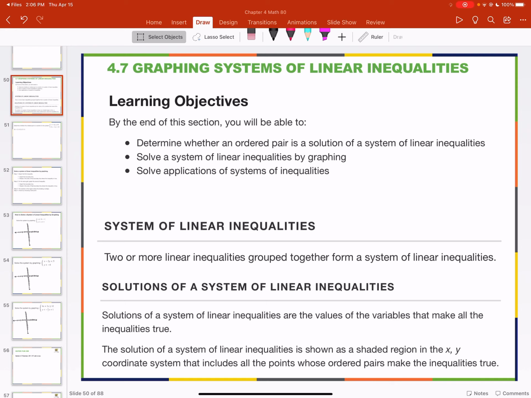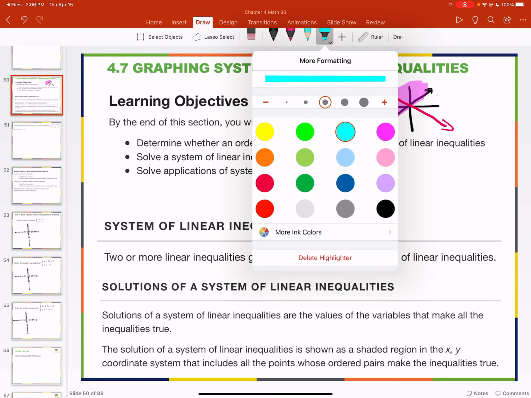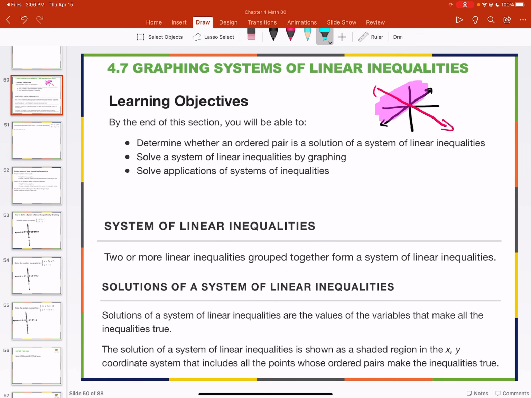So first of all, just FYI, remember what an inequality is? It's a line somewhere, and then half of it is shaded. It has an inequality symbol. And if you have two of them, you have what's called a system of linear inequalities, and their intersection is what we call the solution, okay?